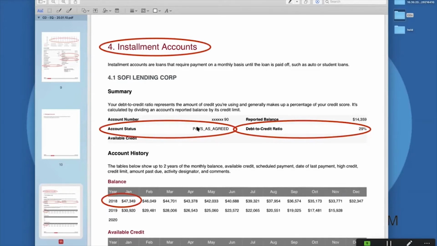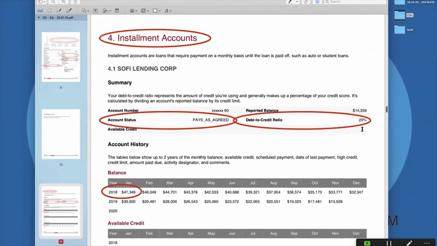Now, even though the account says paid as agreed, you can see the account numbers are very truncated, but the debt to credit ratio is 29%. So for this profile, guys, it's significantly under 50% and deserves to be refinanced, or another installment loan taken to replace it, because it is not ultimately helping this profile.